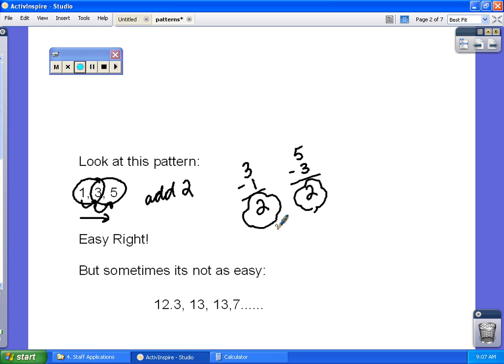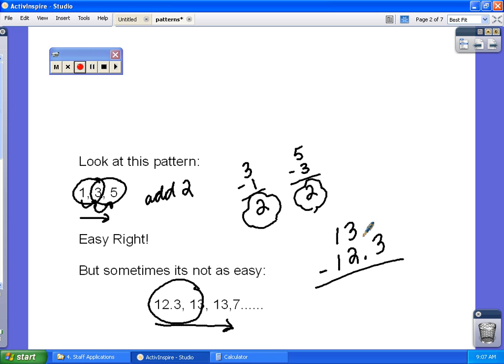Sometimes it's not as easy like this one below, but you use the same concept. If you see that the numbers are going up, it's possible that it's addition. This is where you can use your calculator, but I'm going to do it by hand. If it's addition, that means that you should be adding the same thing every time. So it's 13 minus 12.3. Notice how I line up the decimals. And you end up getting 0.7.